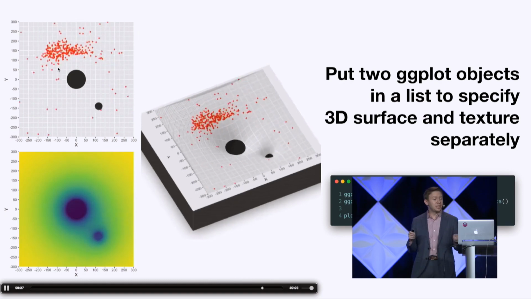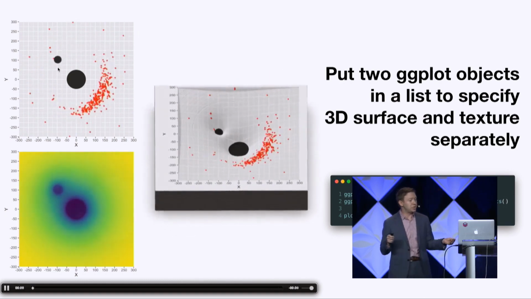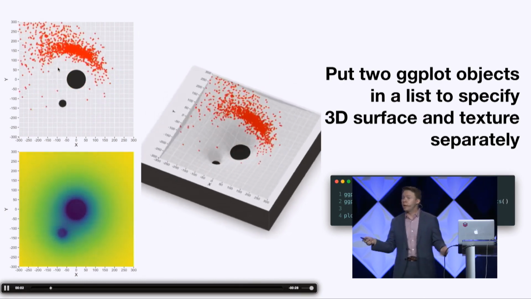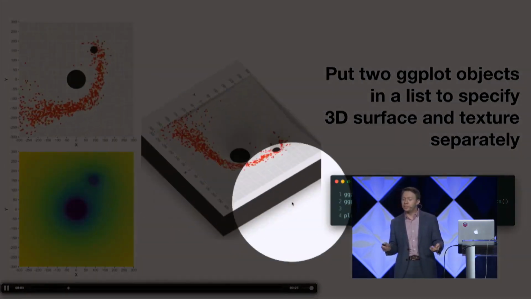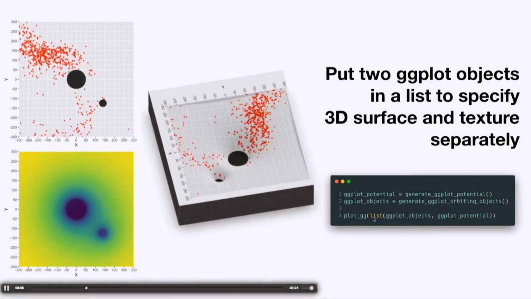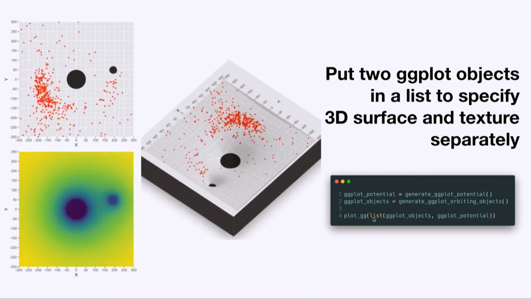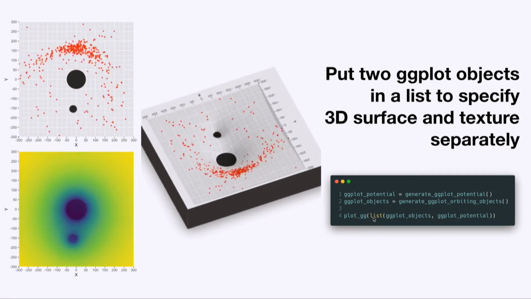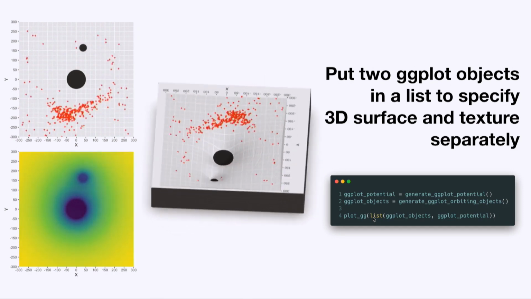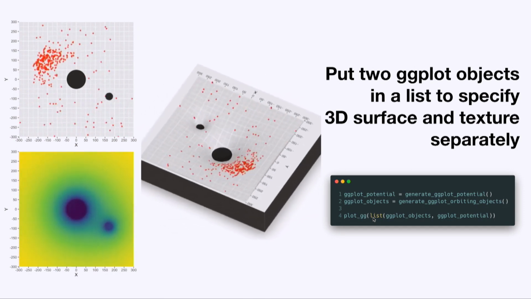And creating this visualization was straightforward with plotgg. Instead of passing in a single ggplot, we just pass in a list of 2 ggplots. The first is the texture that's painted on the surface, and the second one is used to project it to 3D. Here you can see it in action, along with the beautiful resulting animation.